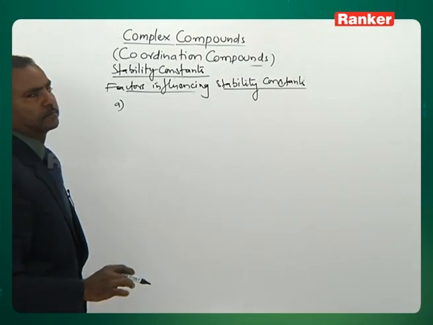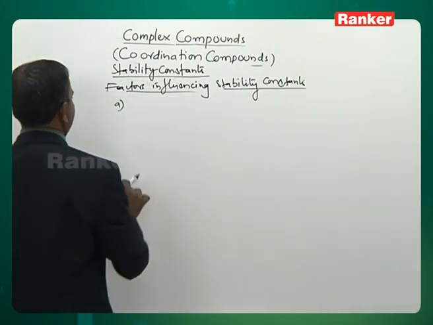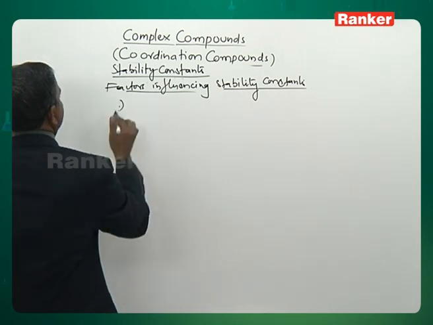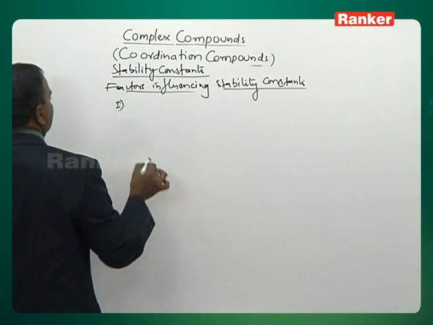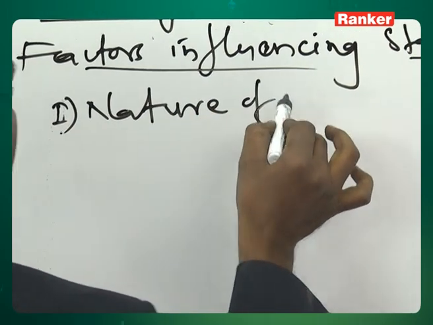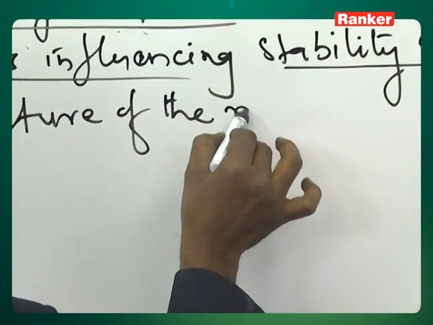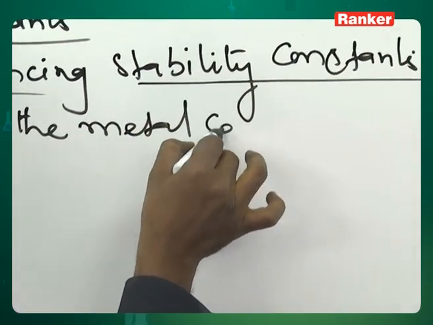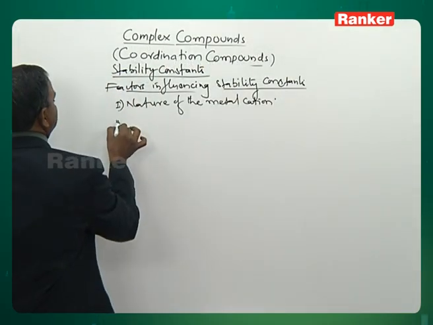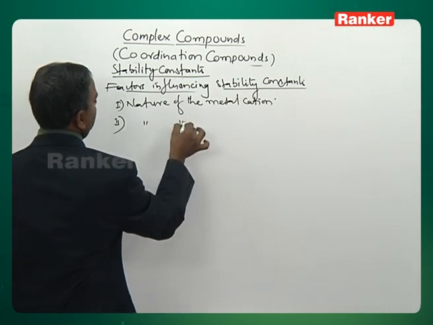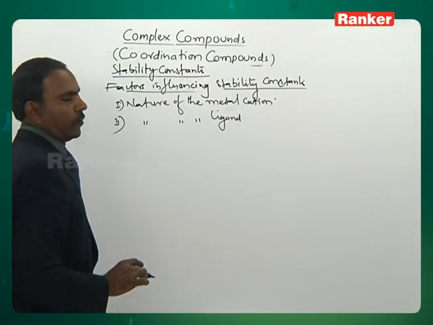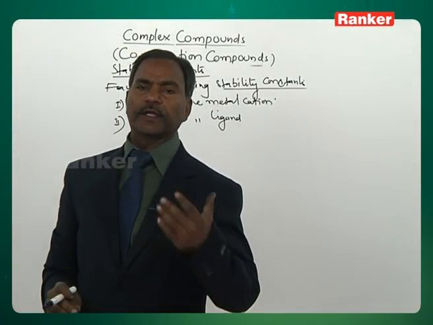Mainly two factors we come across. First one, the nature of the metal cation. Second one, the nature of the ligand. One is the nature of the metal cation, the second is the nature of the ligand.